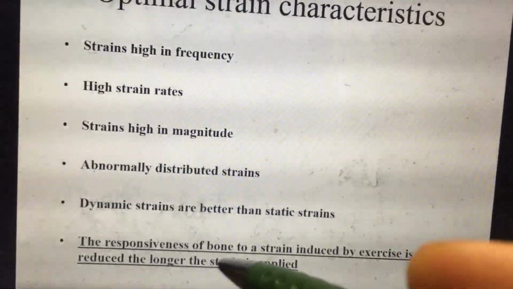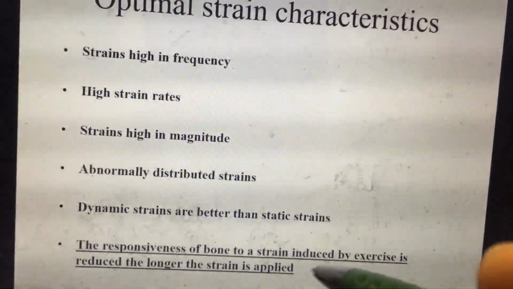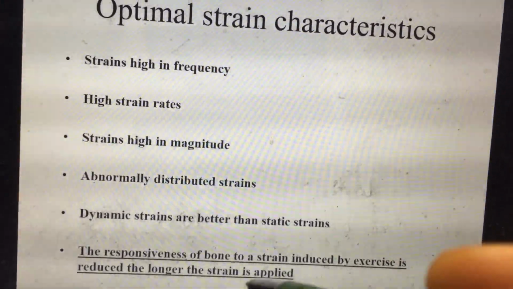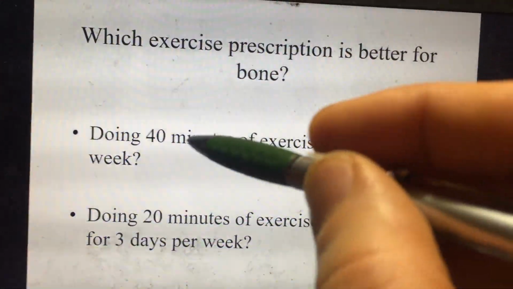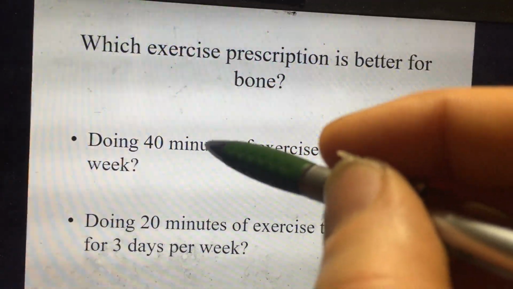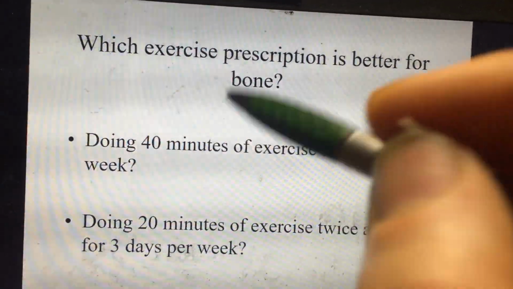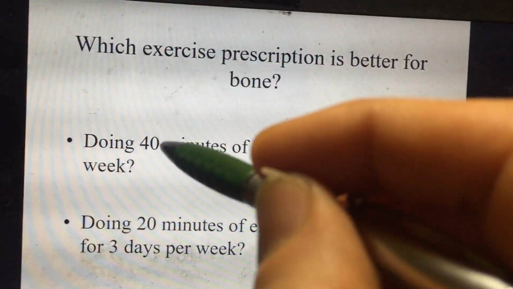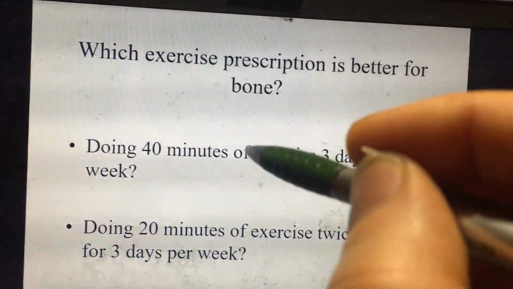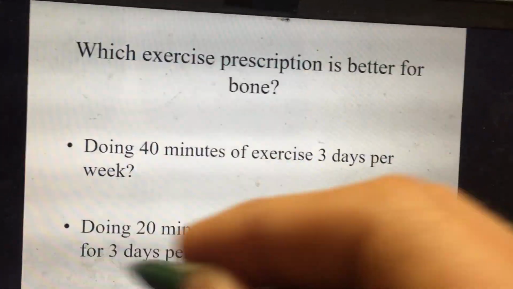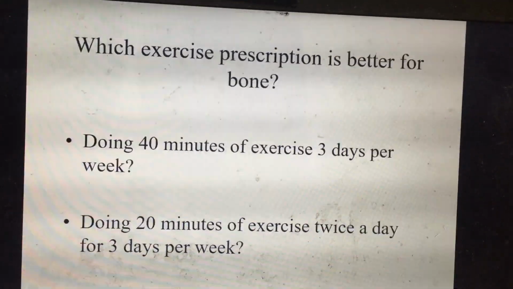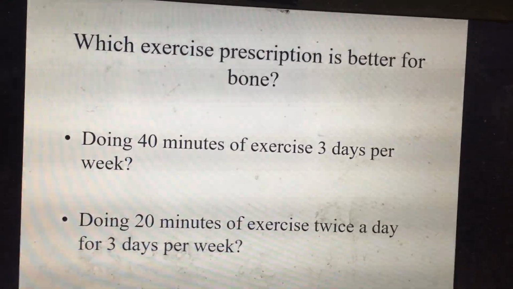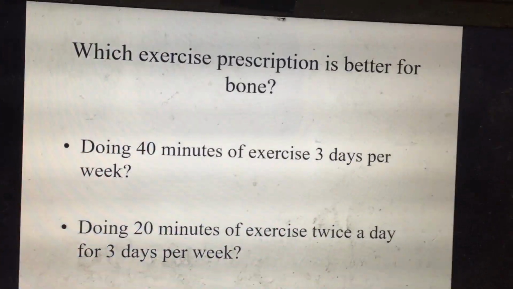The responsiveness of bone to a strain is reduced the longer you hold that strain, so the longer the strain is applied. In this case, the strain is applied for 40 minutes. The strain might be effective at the start of exercise for inducing bone formation, and then that effectiveness is reduced the longer this is held. So if you do 20-minute sessions twice a day, you'll get a greater effectiveness from the same amount of strain, same amount of loading.